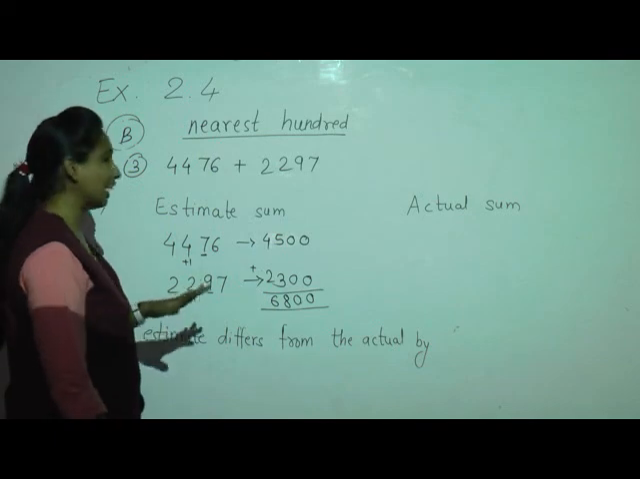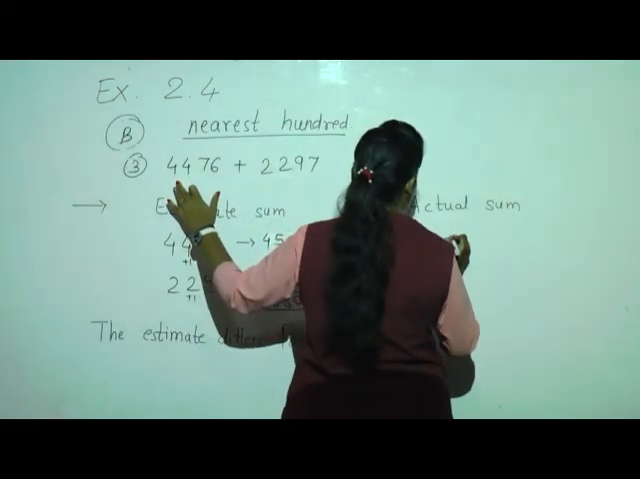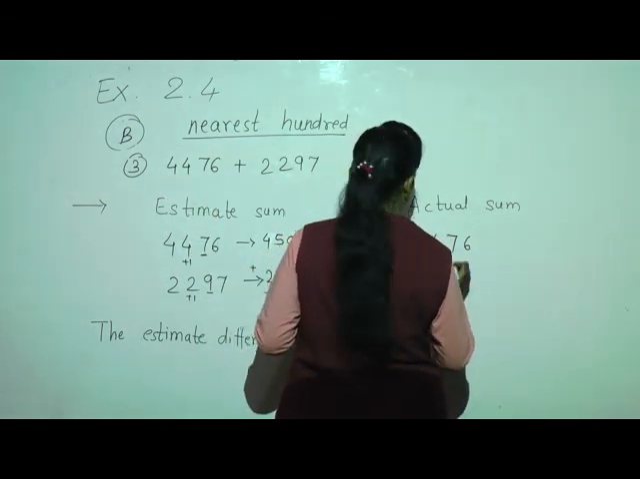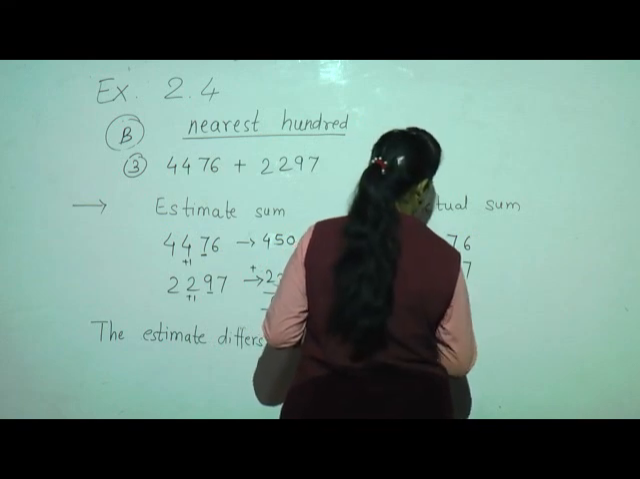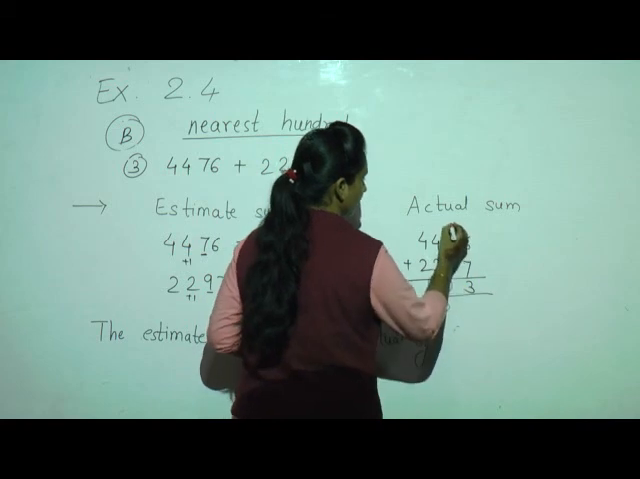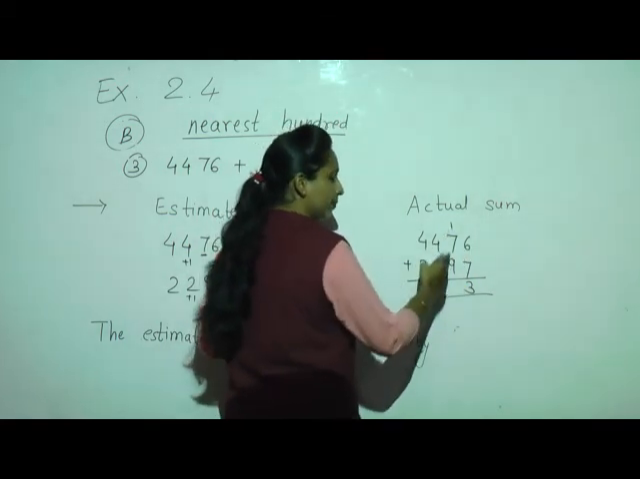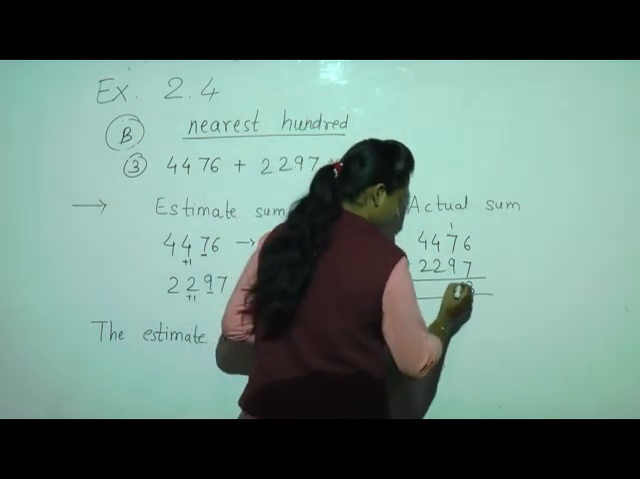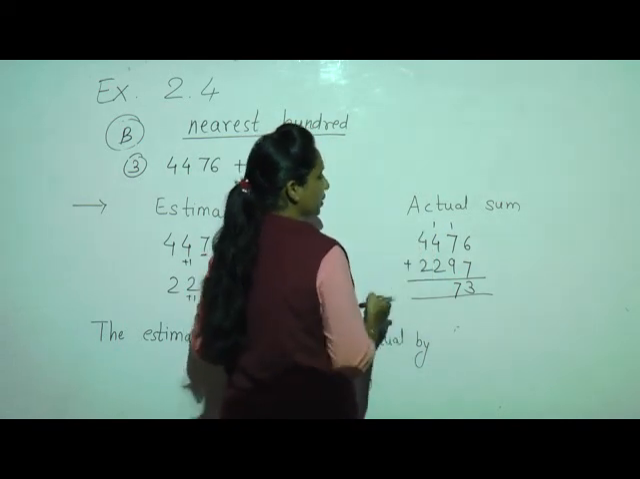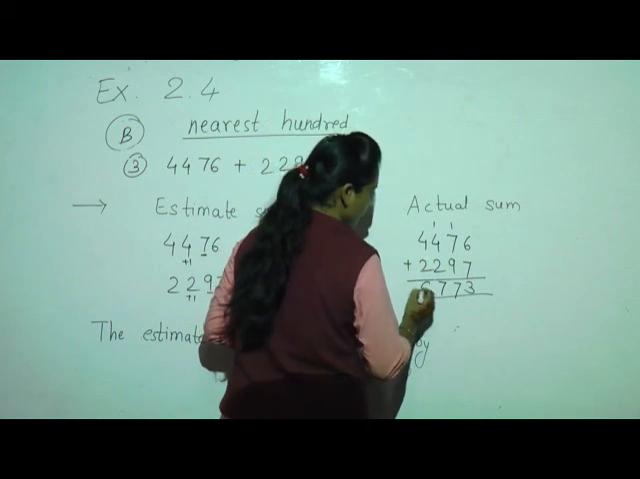Now we will do the actual sum of the given numbers. What are the given numbers? 4476 plus 2297. Okay. Now 6 plus 7, 13. 1 plus 7 is 8. 8 plus 9, 17. So 7 is here, 1 will carry. 1 plus 4 is 5. 5 plus 2 is 7. 4 plus 2 is 6.